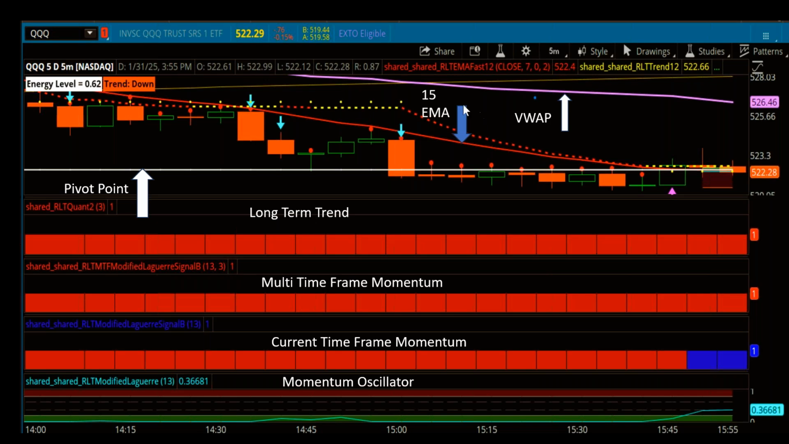All right. And this is the 15 EMA. It's actually a 15 EMA of an EMA. It's a smooth EMA. This is another support resistance level. This is a main support resistance level for 5-minute trading. This is the other support resistance level.